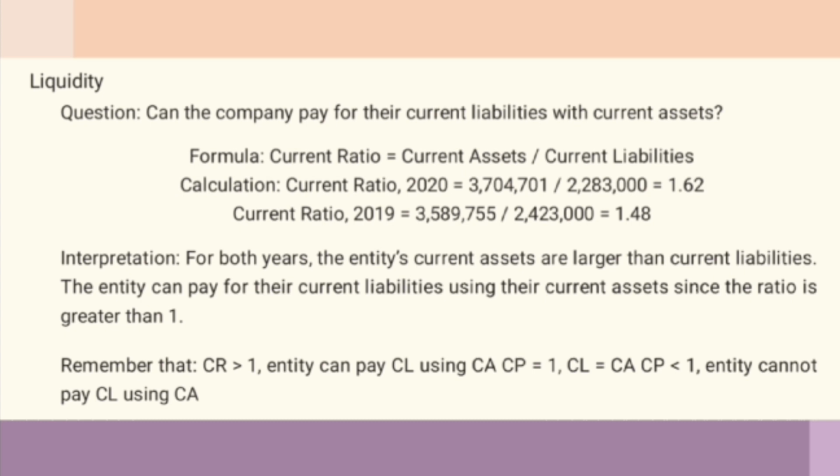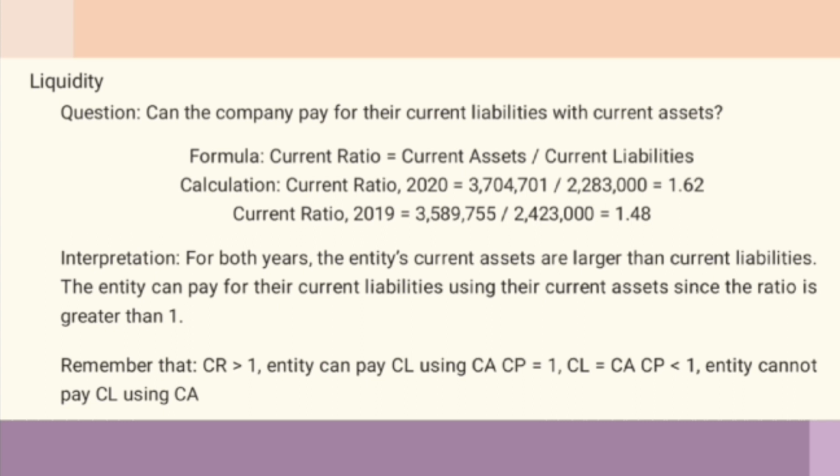And then, current ratio naman ng 2019 is kunin natin ang current assets which is 3,589,755 divided by current liabilities in 2019 of 2,423,000 which will give us a current ratio of 2019 of 1.48.